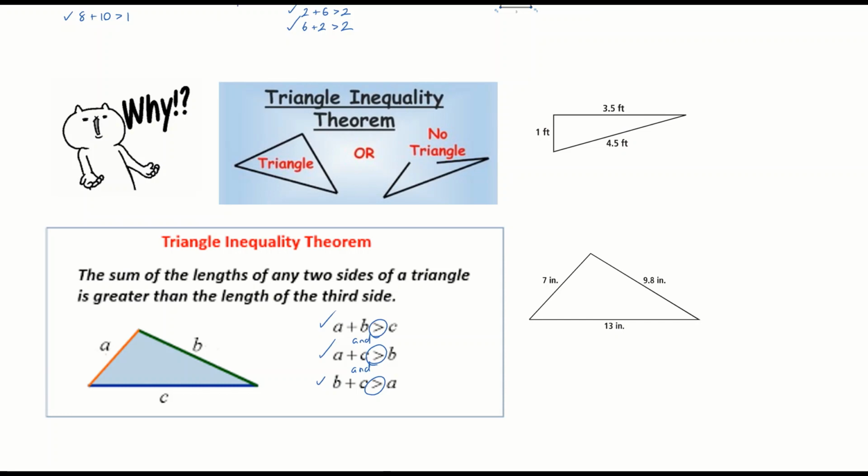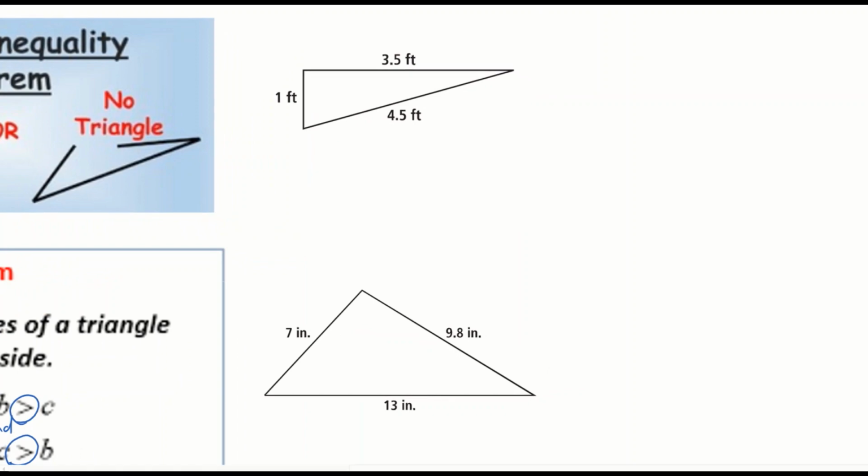All right, let's finish this up. Here are 2 triangles here. Can they actually exist? Or are they mislabeled? Tell me if they can or cannot exist. Pause the video now, try it on your own. Unpause it when you're done. Let's see what you get.